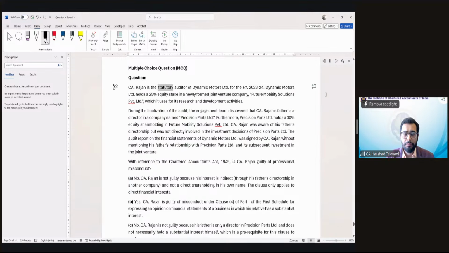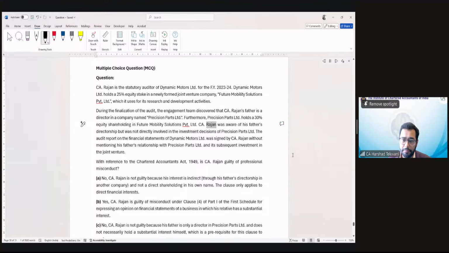CA Rajan is the statutory auditor of Dynamic Motors Limited for the FY 2023-24. Dynamic Motors Limited holds a 25% equity stake in a newly formed joint venture company, Future Mobility Solutions Pvt Limited, which it uses for its research and development activities. During the finalization of the audit, the engagement team discovered that CA Rajan's father is a director in a company named Precision Parts Limited. Furthermore, Precision Parts Limited holds a 30% equity shareholding in Future Mobility Solutions Pvt Limited. CA Rajan was aware of his father's directorship but was not directly involved in the investment decisions of Precision Parts Limited.